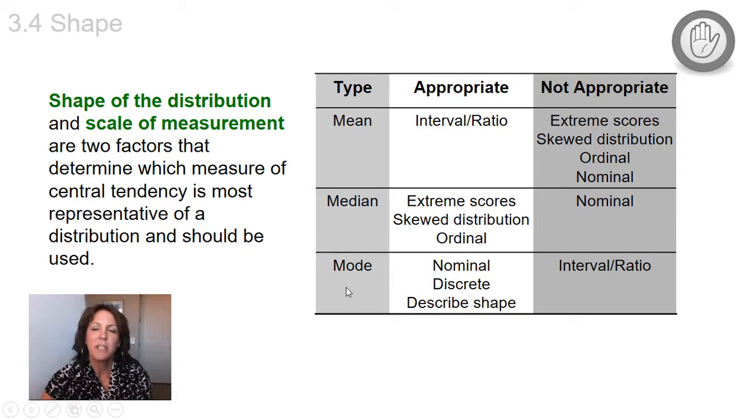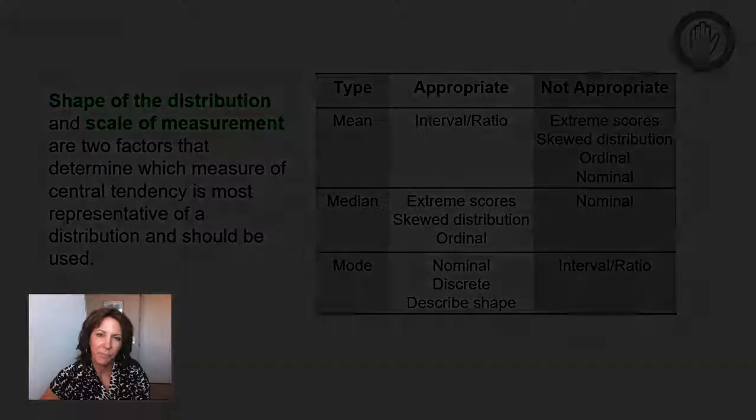The last one is the mode. So when is the mode appropriate? When you have nominal data that are discrete, or when you just want to describe the shape of the distribution. And again, not appropriate with interval or ratio. You might want to take this chart, make notes on it, keep it to the side of you, so you remember what types of central tendency measures you can use in different situations.